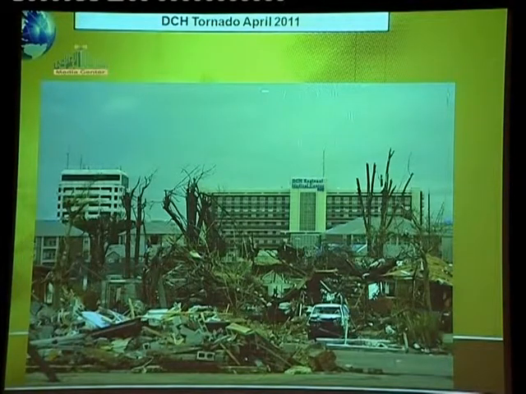Now, I don't know if you've had experience in a tornado before, but tornadoes are incredibly high winds, but they have a very defined pattern. It's almost like cutting grass.